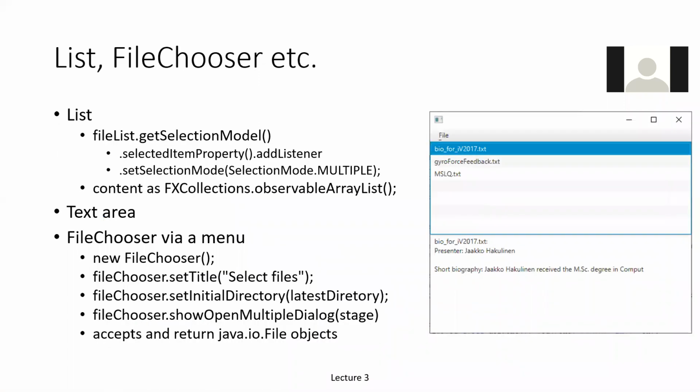So we looked at the first example, the list and file chooser, and also text area. Not going into any details.